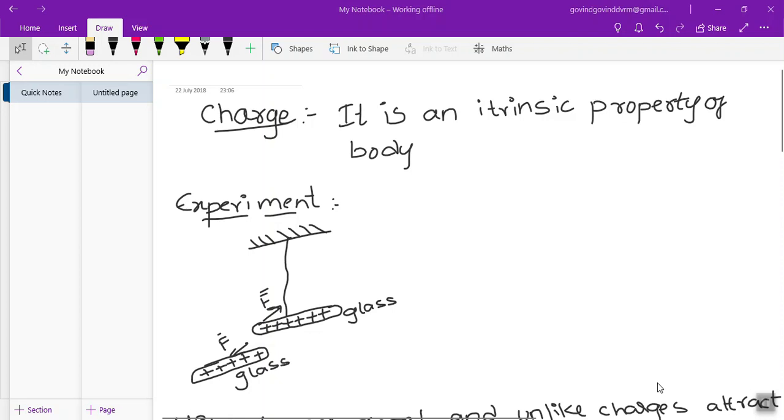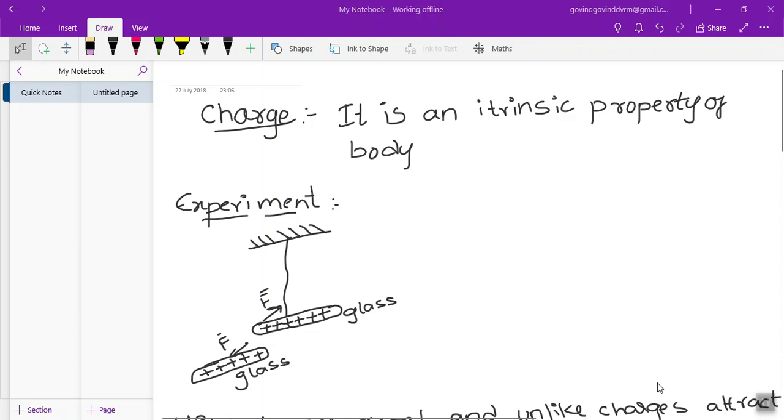Charge is an intrinsic property of every fundamental particle, just like mass. It is an intrinsic property in the sense that it comes with the body, just like the existence of the body is its own existence to the charge itself.